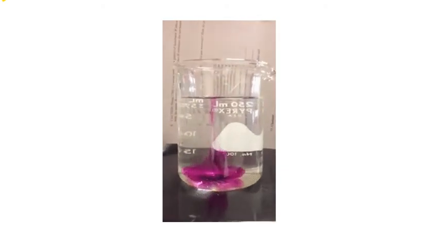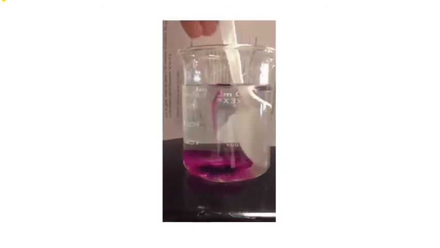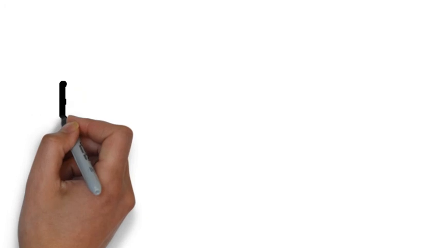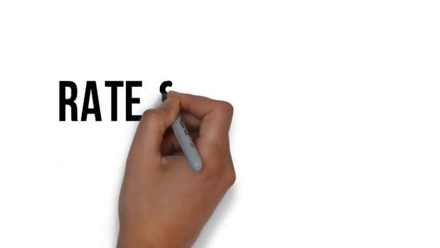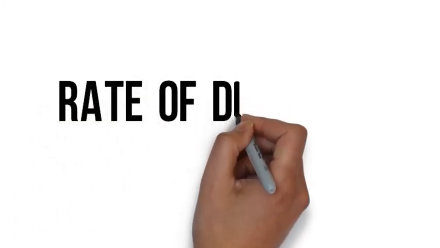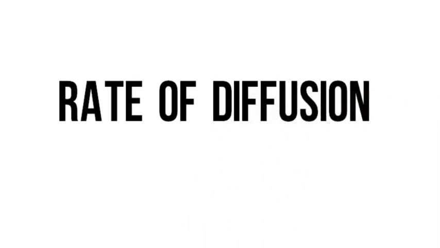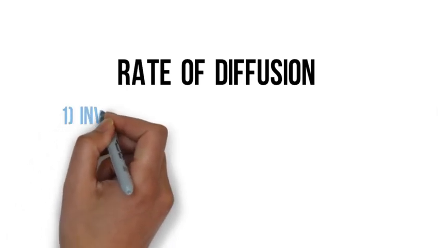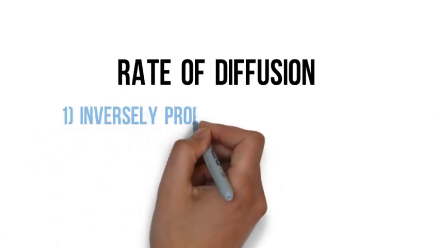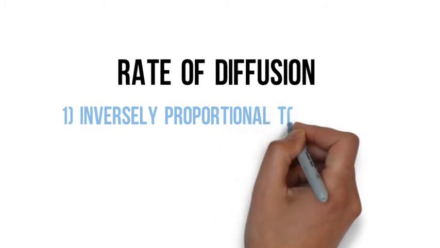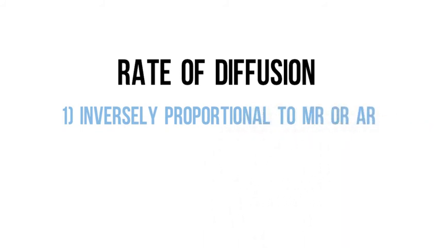Now an example of diffusion, you can see that we add potassium permanganate into clear water, and it turns purple. Now one thing is the rate of diffusion, which is how fast the diffusion is taking place. What are the things which affect rate? We're going to look at that. So rate of diffusion is inversely proportional to Mr over Ar. What does that mean? It means that if a gas has a higher Mr, it will diffuse slower. If it has a lower Mr, it will diffuse faster.